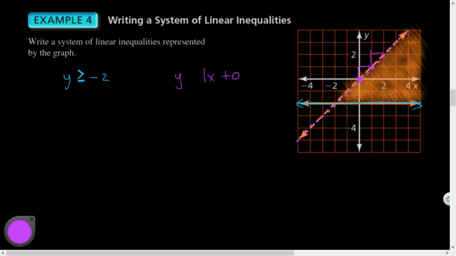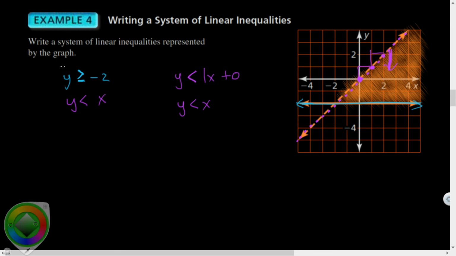Now it's a dashed line. So what does that tell me about what symbol is going to go here? Correct, it won't have the equal part like over here. And it's shaded below, so a less than sign, without an equal part. So I could simplify that to just being y is less than x. Y is greater than or equal to -2 and y is less than x is the system of inequalities.